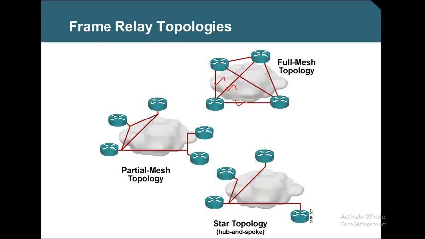So usually we will have a partial mesh. You see, not every router is connected to all others. This is only connected to these two. Now this is hub and spoke. This is what we used to have in frame relay. This is cost effective. Full mesh is very rare.